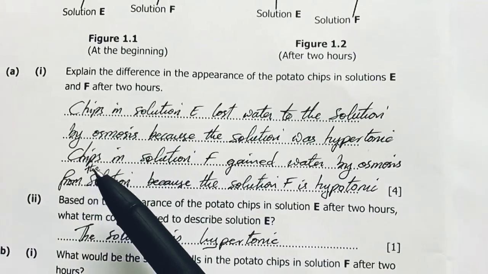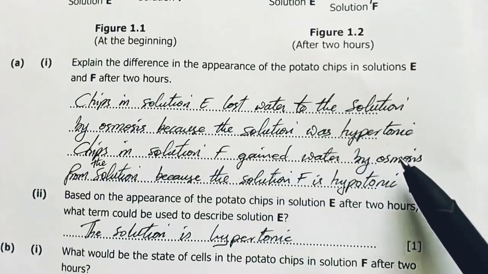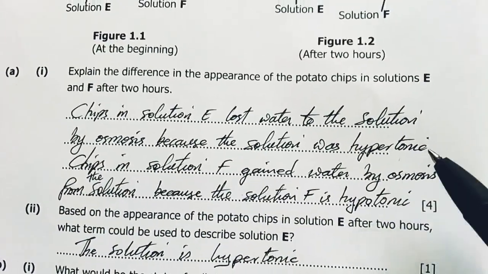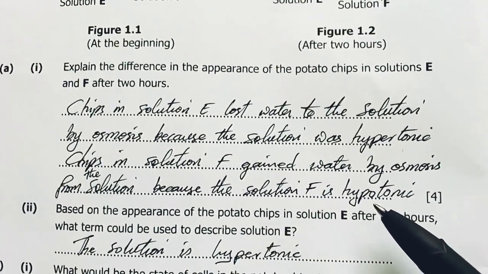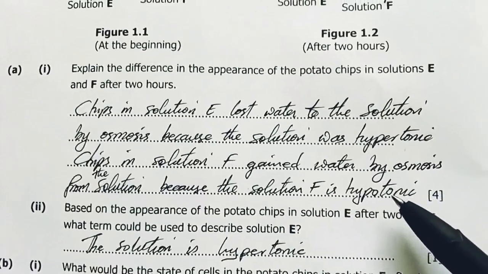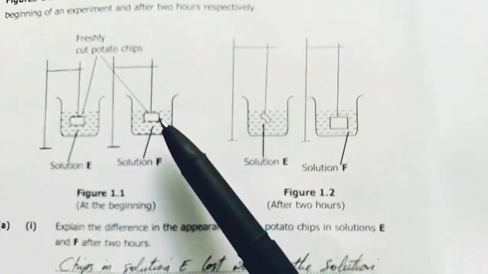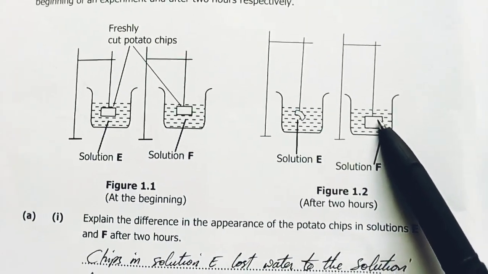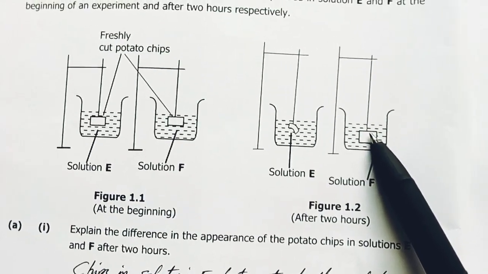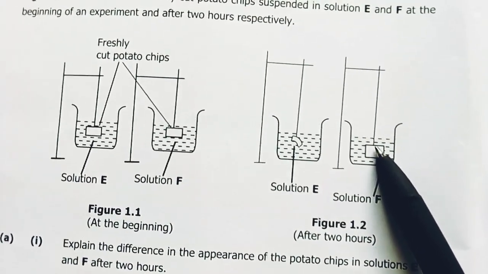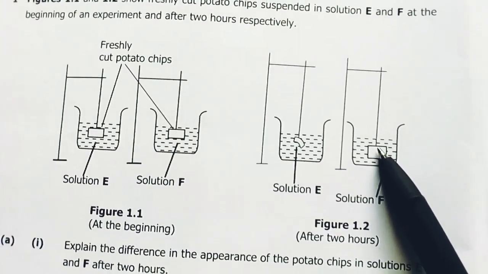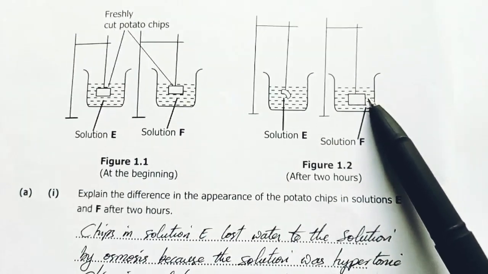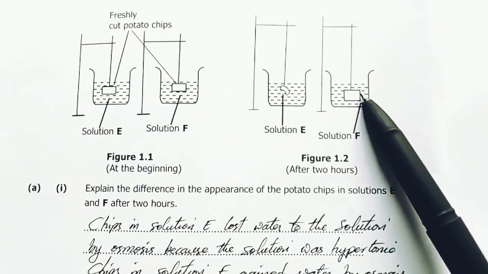The second one, chips in solution F gained water by osmosis from the solution, because solution F is hypotonic. Hypotonic is another way of saying dilute. Therefore, you cannot just say hypotonic if you're not comparing 2 or more solutions. When you check out the potato chip in solution F, its initial size and its final size, it has really gained size, and this is because of gain of water by osmosis, because the potatoes are not boiled. If they are boiled, then nothing will happen because the protoplasm would be dead, the cells would be dead. So this only happens if the cells are alive, therefore the cell membrane is intact and functional.